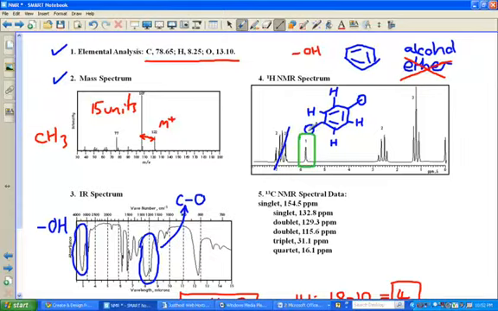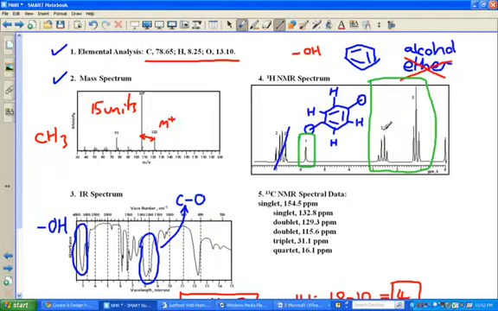More than likely that OH is coming off one of these two ring carbons. But let's see if we can figure out what we have here. Now you may have seen this before. A triplet and a quartet pretty much always mean a particular functional group, but let's break it down and see.